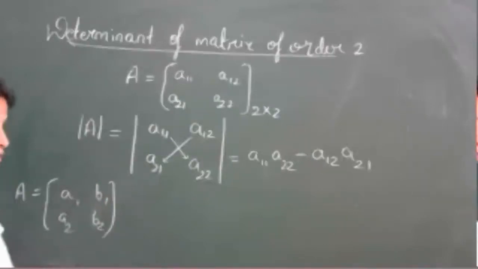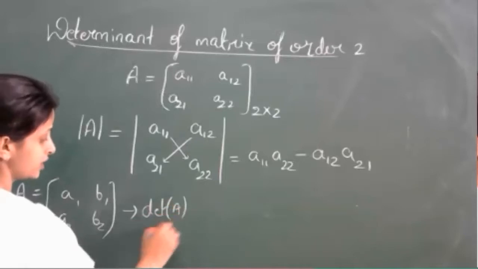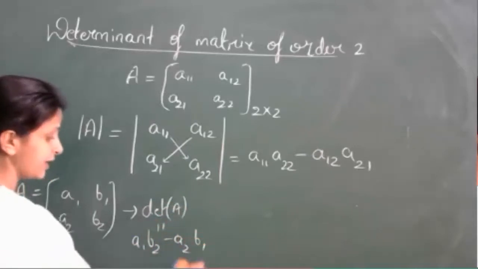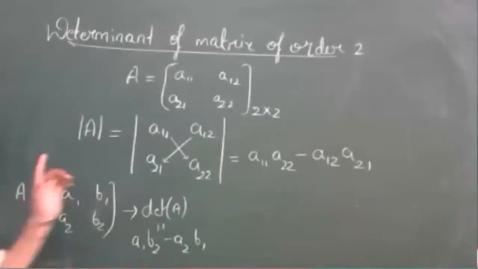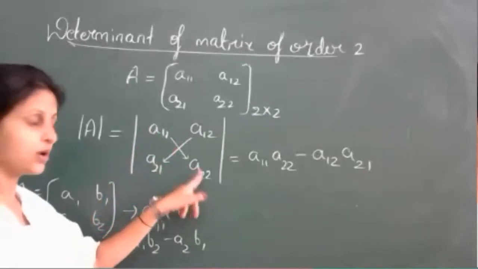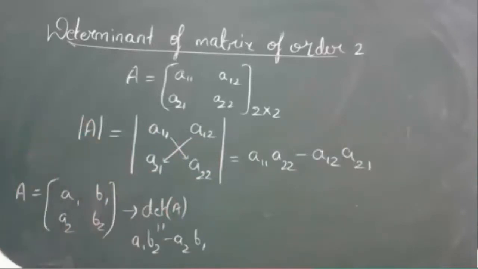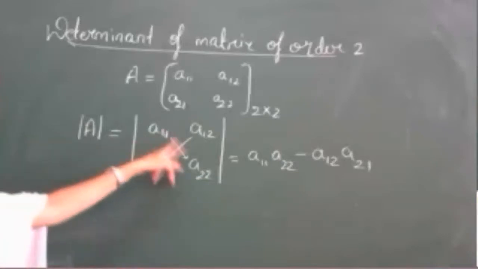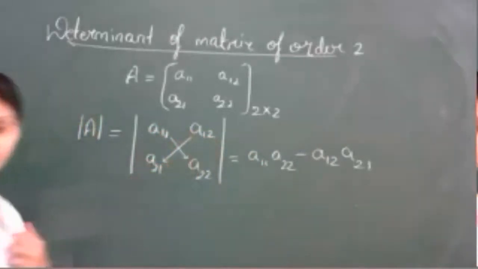Before, when we had considered the system of linear equations, there also what did I say? The determinant of A implies A1 B2 minus A2 B1, right? Here also it is the same. First you multiply these two, A11 into A22, minus A12 into A21. So for a 2 cross 2 square matrix, you will find the determinant like this. Cross multiply and subtract. First you multiply these two, minus, then you multiply these two.